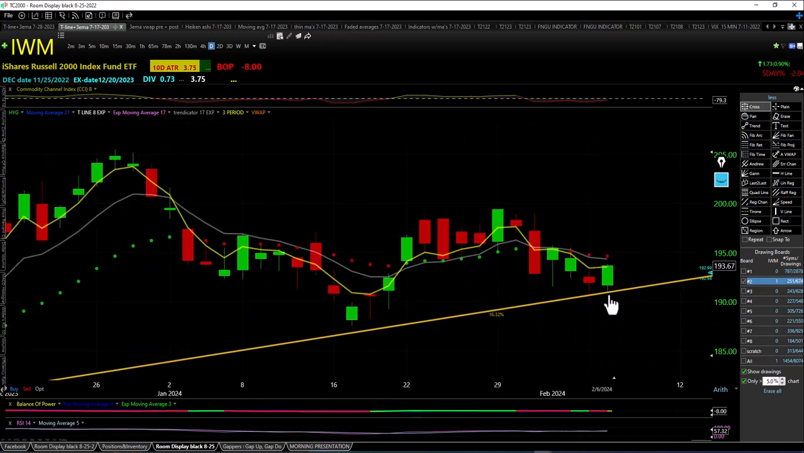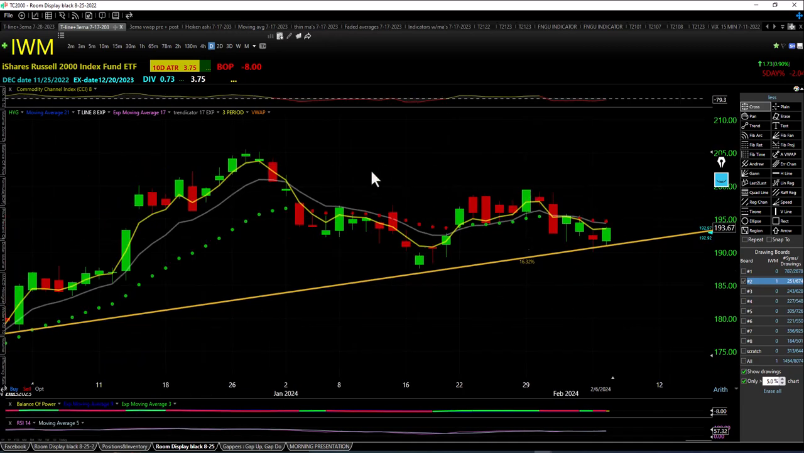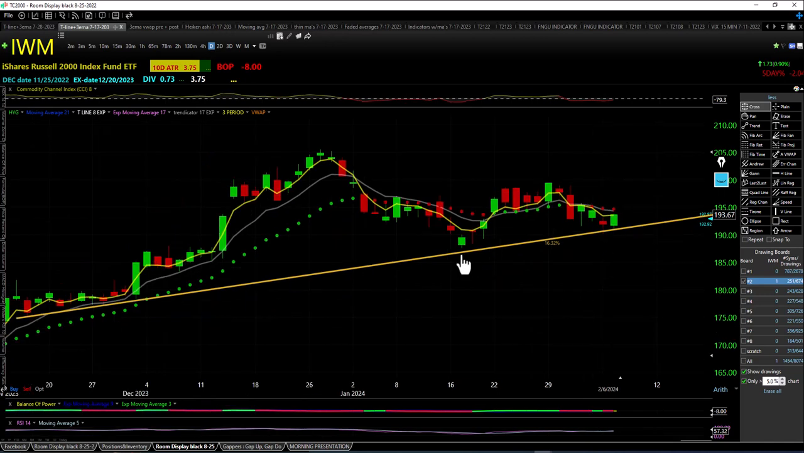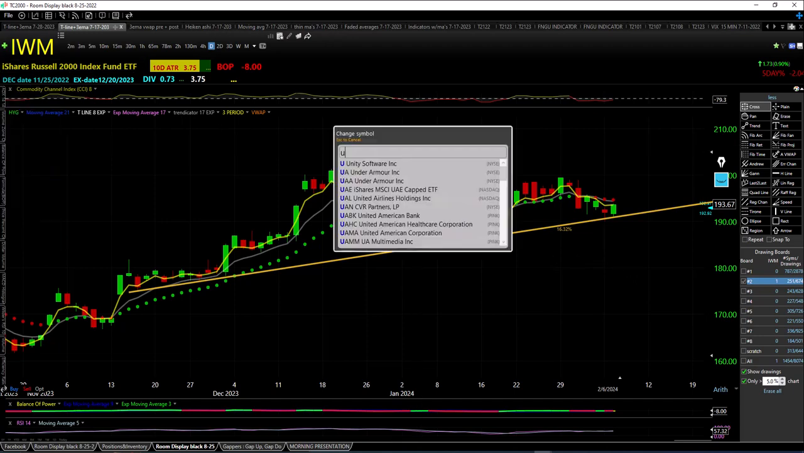With a higher low and a higher high. So nice bounce there on IWM. Still got to break over this high. Got to break this high and this high so we can keep that uptrend going. We start breaking below the low here, and I think we got ourselves a downtrend. There's IWM. All right, USO.